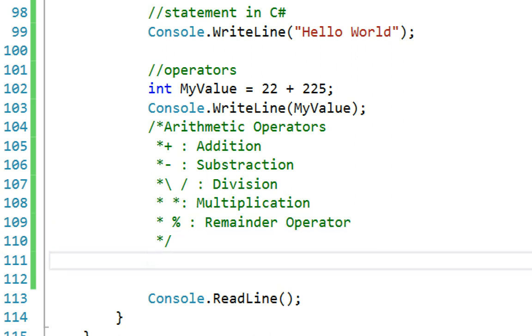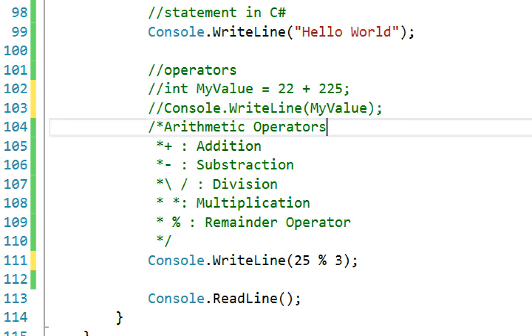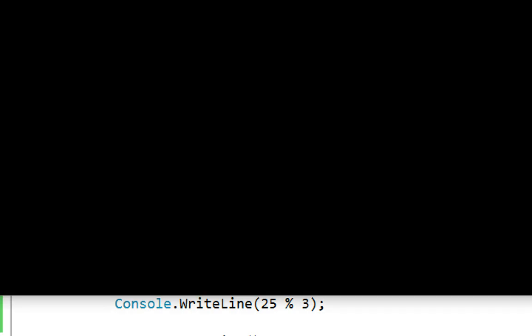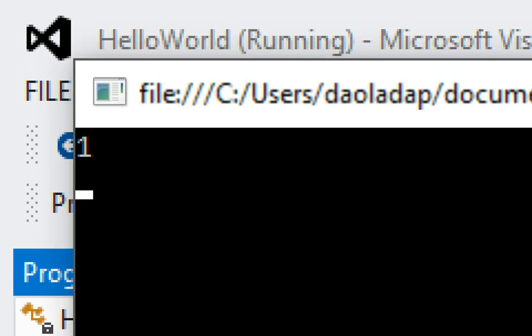Let's just try it out. If you say Console.WriteLine 25 mod 3, what it does is divide 25 by 3, just like we learned in primary school. 25 over 3 should be 8 remainder 1. So the answer here should be 1 if we are correct. But let us find out. Let me comment this out, and this also. So you are right, the answer is 1.